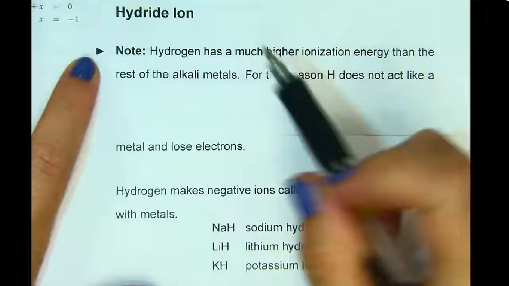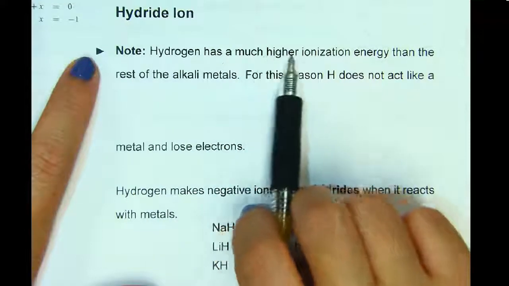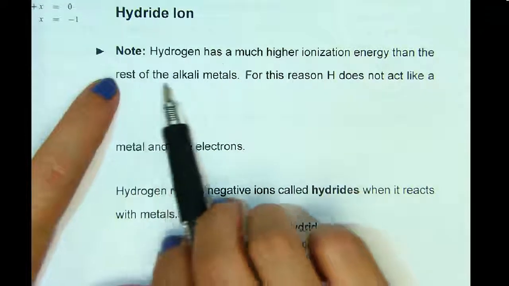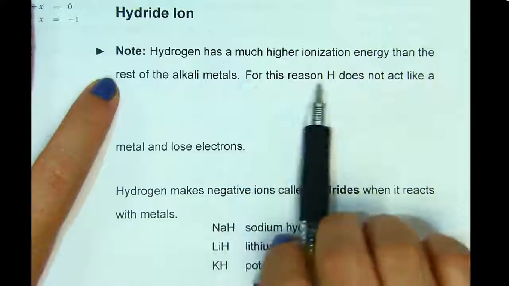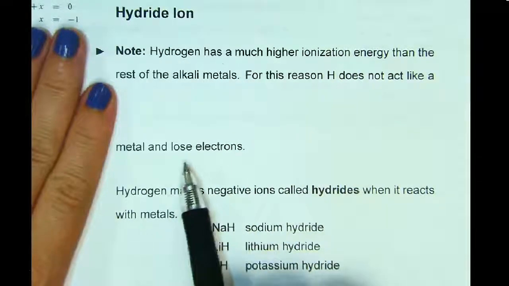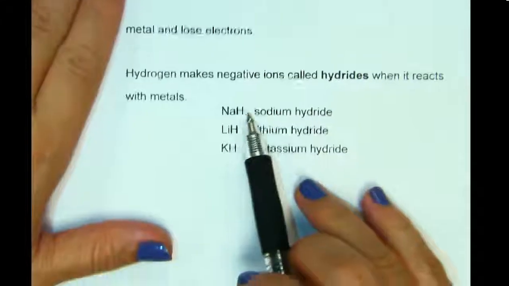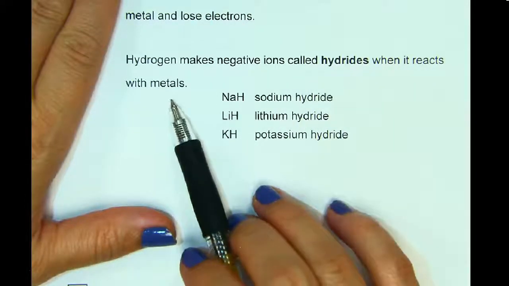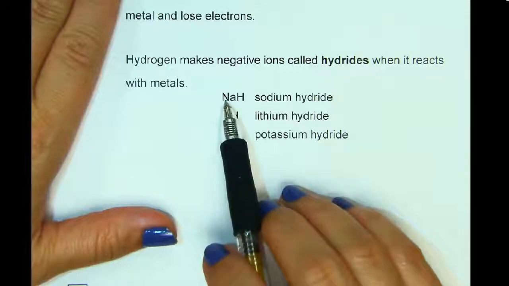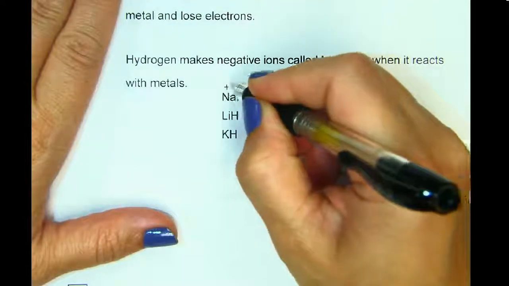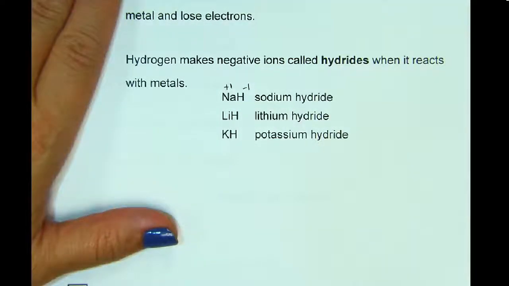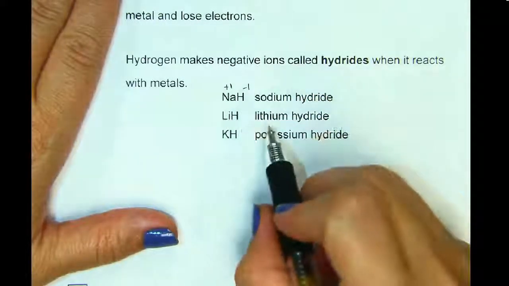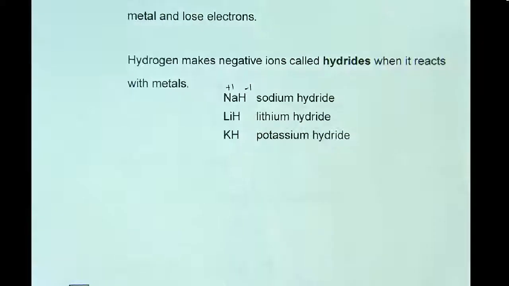A hydride ion. Hydrogen has a much higher ionization energy than the rest of the alkali metals. For this reason, hydrogen does not act like a metal and lose electrons. Hydrogen makes negative ions called hydrides when it reacts with metals. And so here you would call this sodium hydride, where sodium is a +1 charge and hydride is a -1 charge. And same for lithium hydride and potassium hydride.